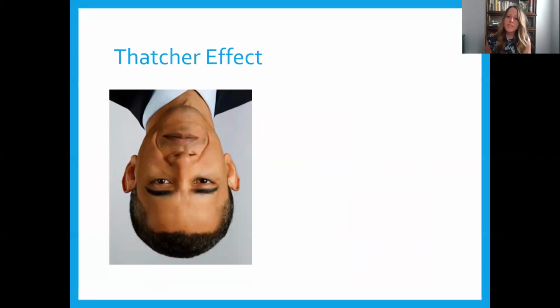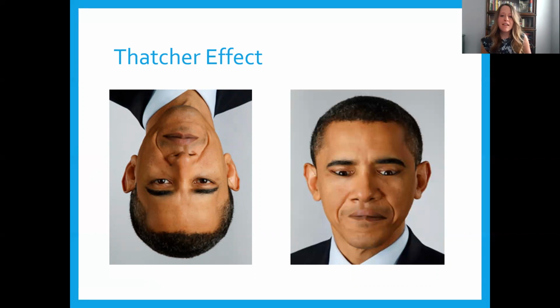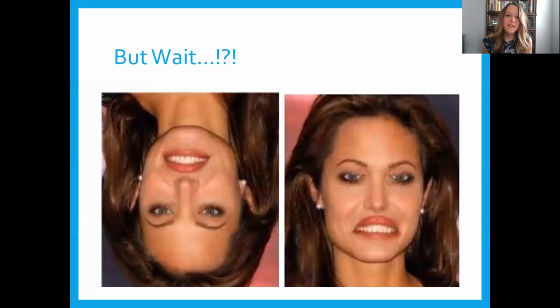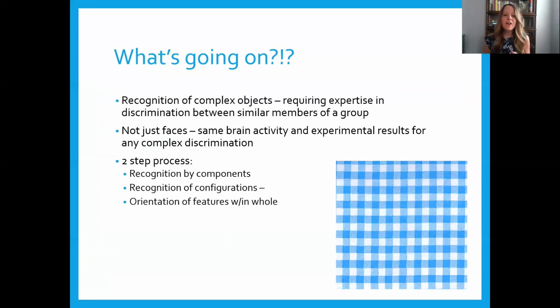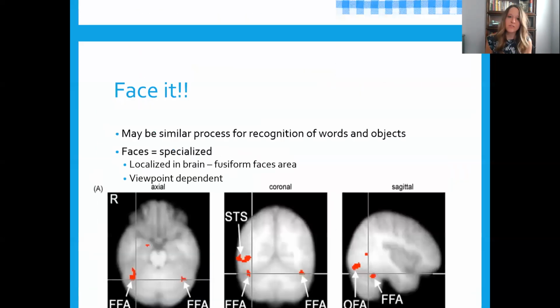Researchers have also documented the Thatcher Effect. We have difficulty sensing the unusual orientation of features in an inverted face, but can readily sense this in a face that is right side up. These effects have led to the theory that facial perception rests heavily on configuration. It's not the individual features that matter, but the relationships between the features. How far apart are the eyes? How close is the mouth to the nose?